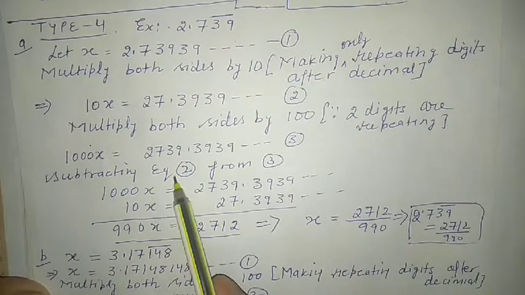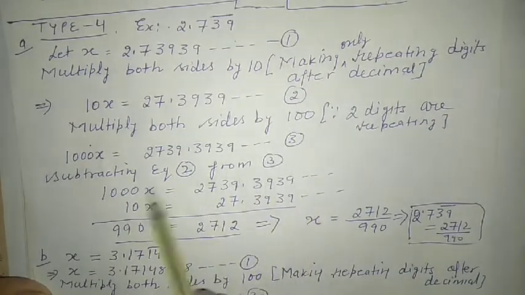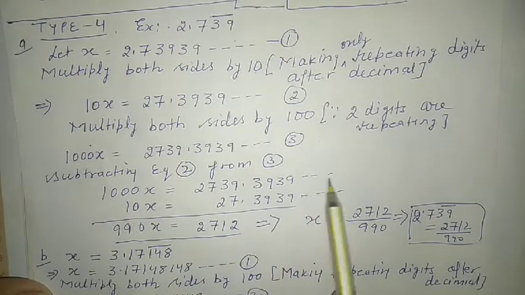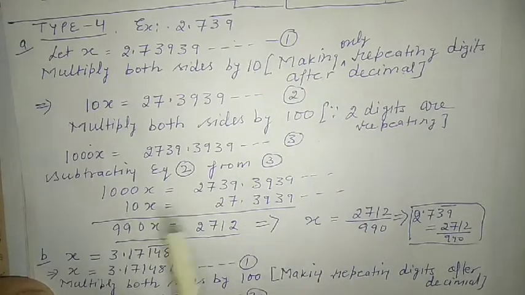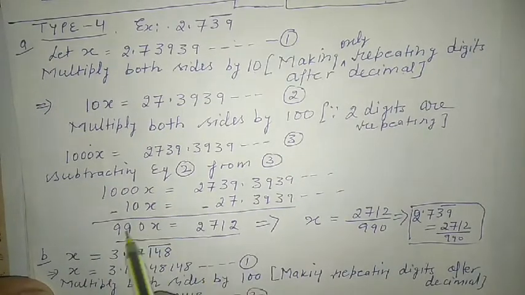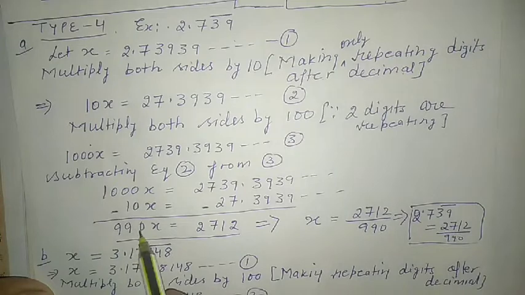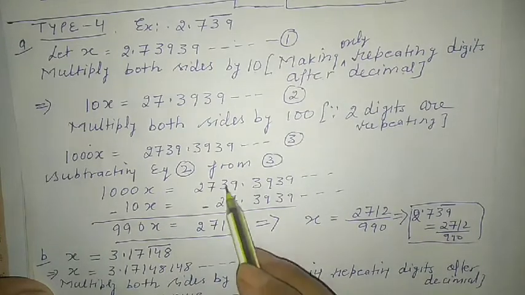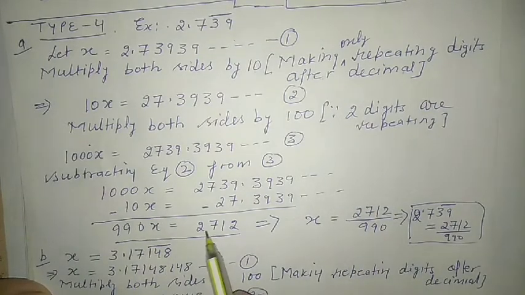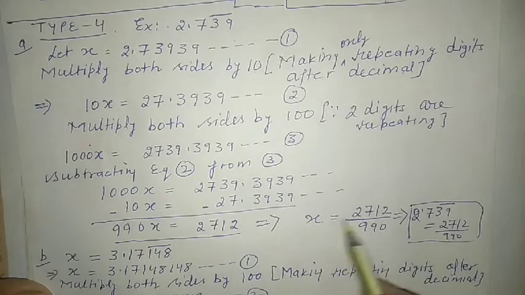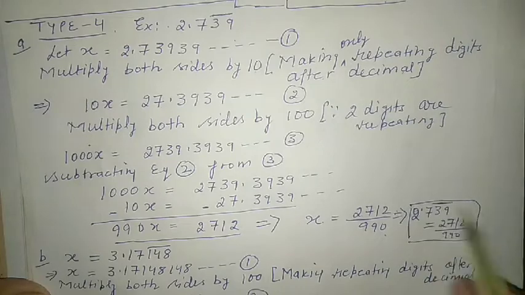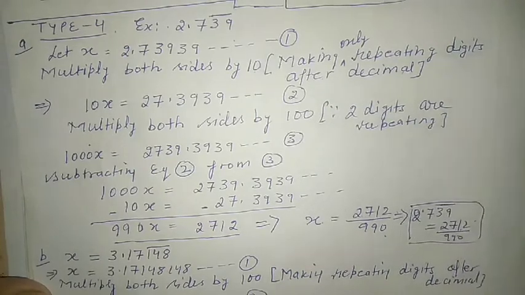Now this time we are subtracting equation 2 from 3. So we have 1000x equals 2739.39 and so on, 10x equals 27.3939 and so on. If we subtract, we have 1000 minus 10, 990x equals 9 minus 7, 2, 3 minus 2, 1, 7, 2 point and so on. So 990x equals 2712. So we can write x equals 2712 upon 990. So 2.73939 bar can be written as 2712 upon 990.